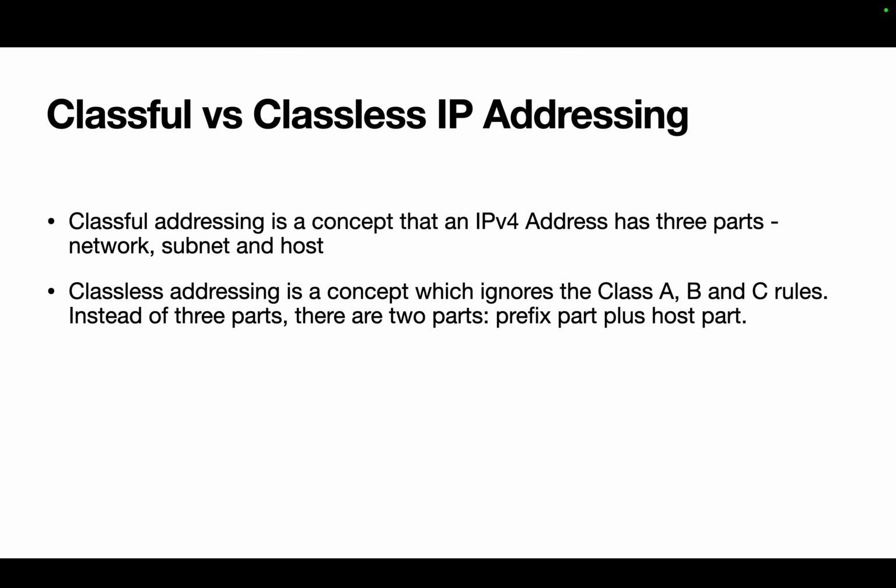So that's why I use the Big Five method for subnetting. Classful IP addresses versus classless IP addressing.